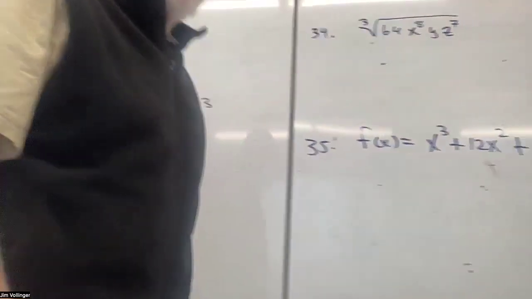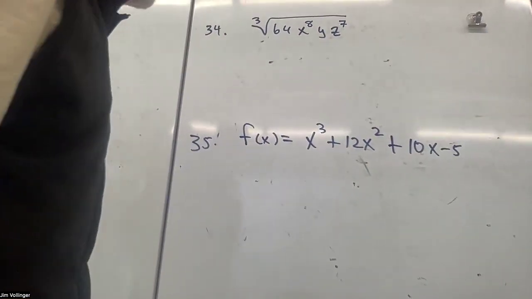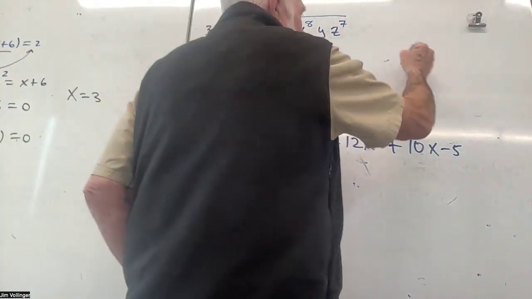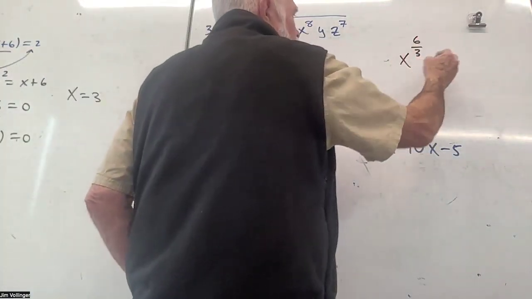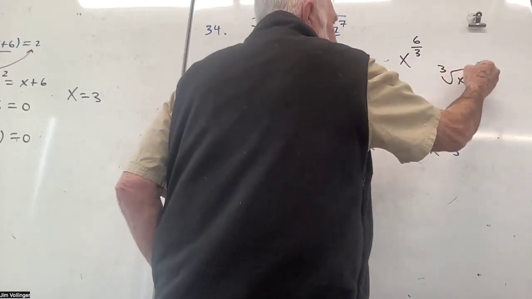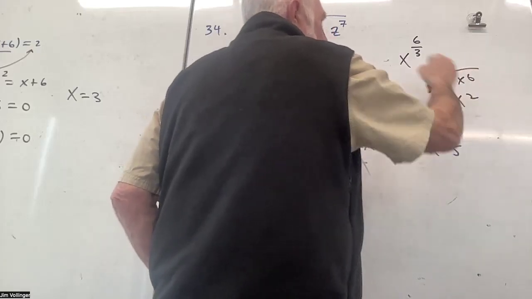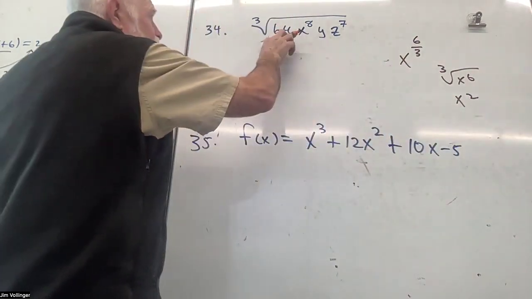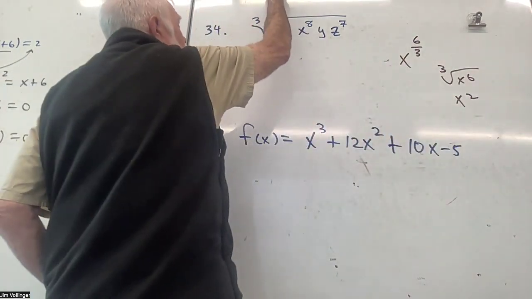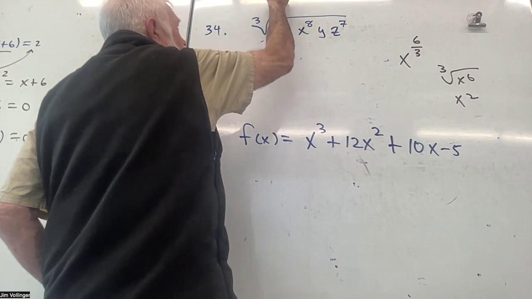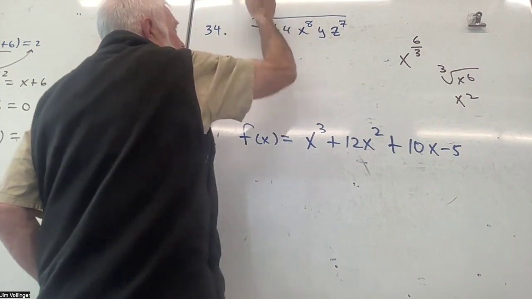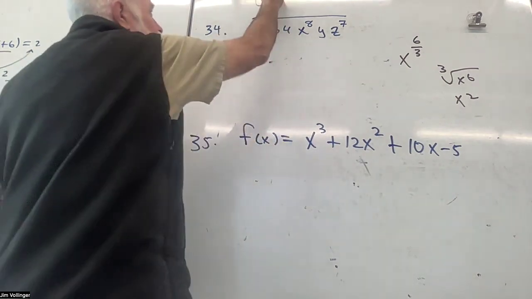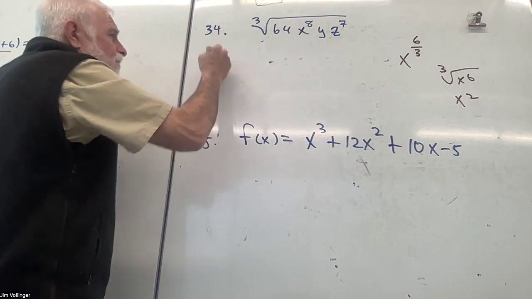Cube roots. Any exponent divisible by 3 is a perfect cube. For instance, x to the 6 over 3 is the cube root of x to the 6th, and that is x squared. 3 goes into 6 twice. So 64, we want to make sure you know 8, 27, 64, and 125. Those are the user-friendly cube roots. They have nice cube roots. The cube root of 64 is 4.